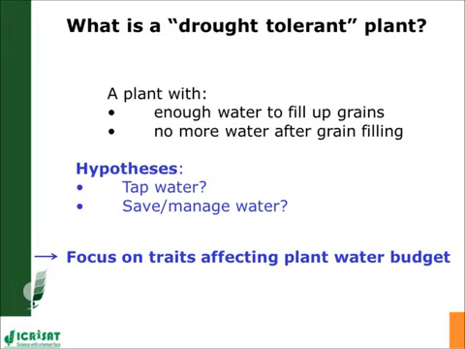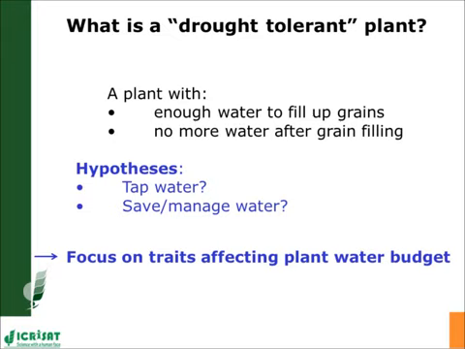A hypothesis around which we have framed the work in the lab is that a drought-adapted plant, a drought-tolerant plant in inverted commas, is a plant that has enough water to fill up the grain, but then has no longer any drop of water in the soil profile at the end of the crop cycle. In other words, a successful crop under water-limited conditions maximizes water extraction from the soil, and at the same time manages a limited amount of water so that it makes it to the finish line.